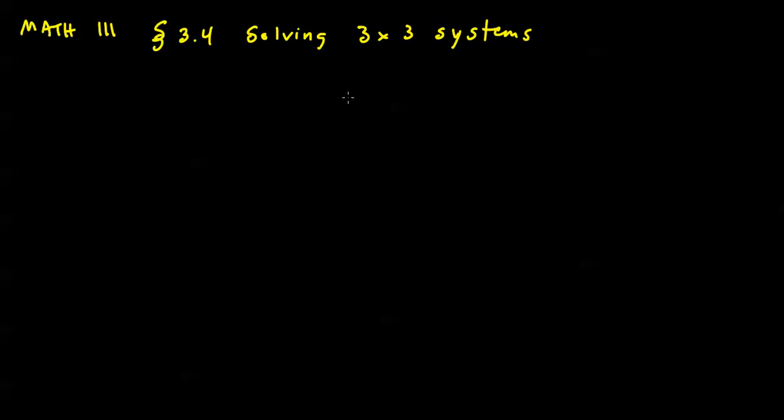Alright, today we're going to talk about section 3.4, solving systems of equations in three variables. Well, I call that 3x3 systems. We're going to be solving 3x3 systems, and we're going to be doing it much like we did in 3.2 with the 2x2 systems, but again, things are a little more complicated by the addition of a new variable.